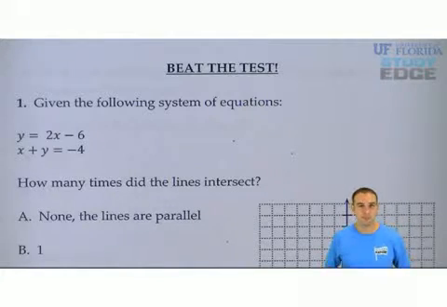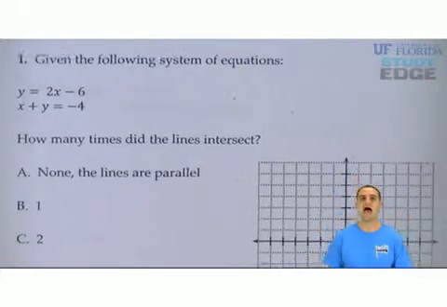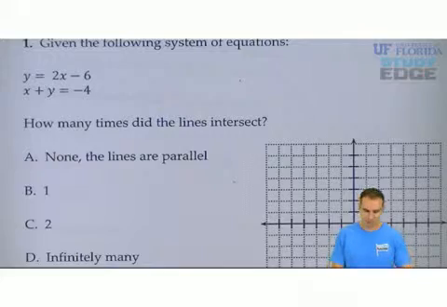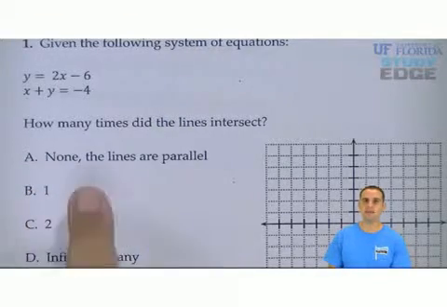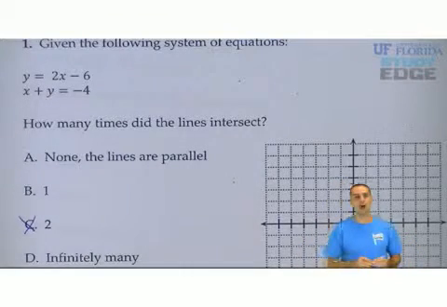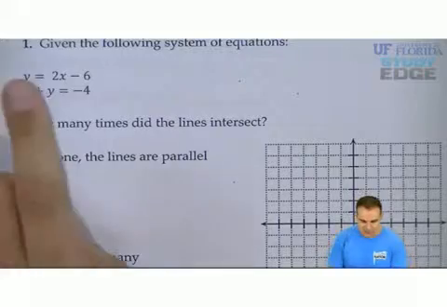I've got two examples to beat this test. Given the following system of equations, how many times did the lines intersect? Well, remember, it's either going to be once, all the time, or not at all. It's never going to happen twice, so you can automatically throw that away. Remember, one way to do this is to graph.